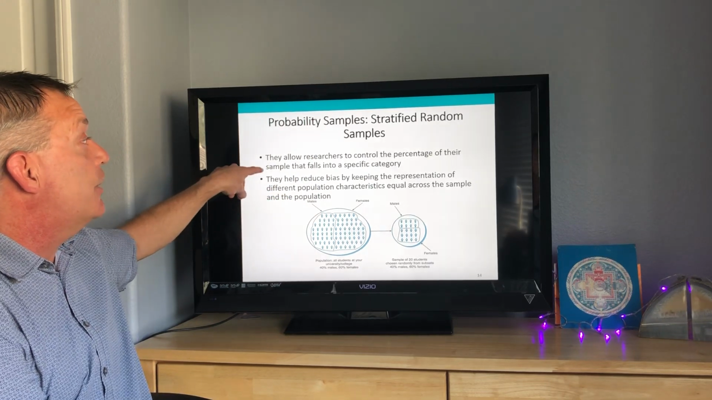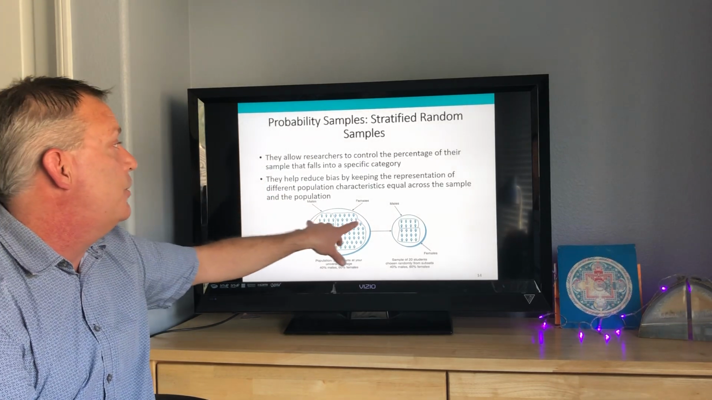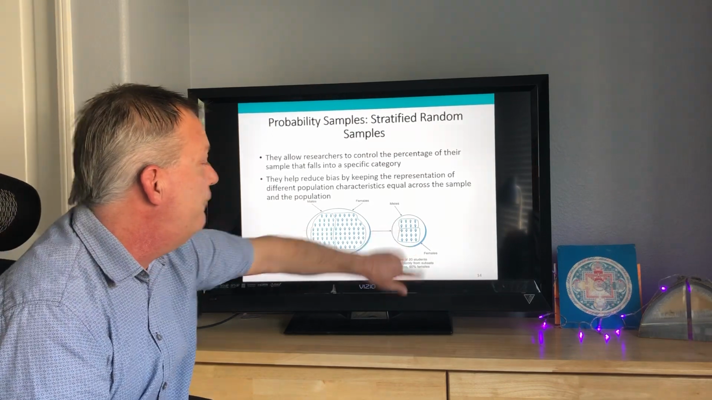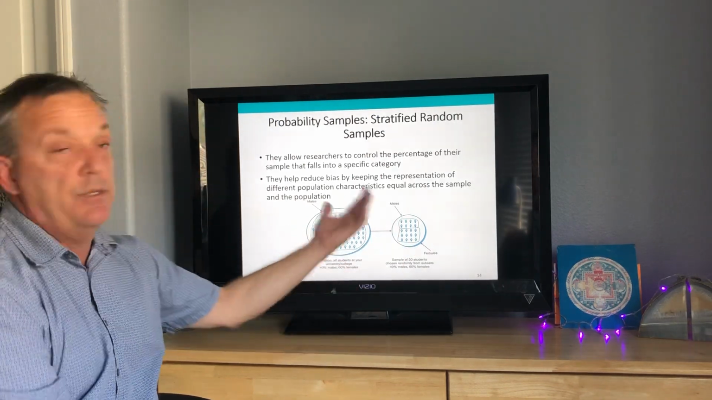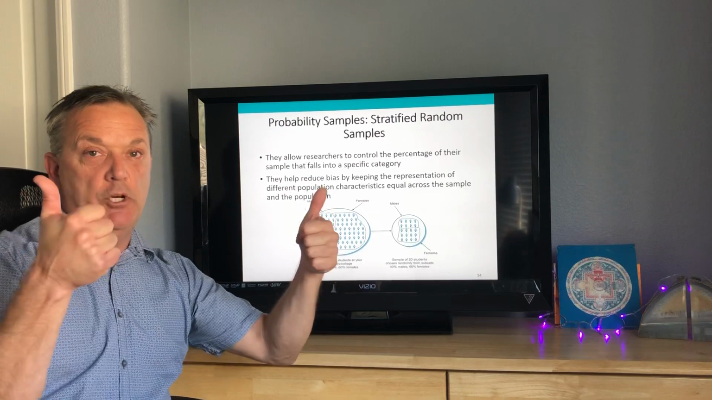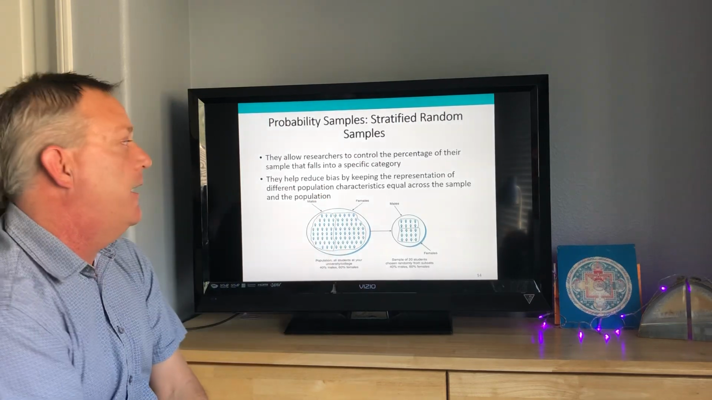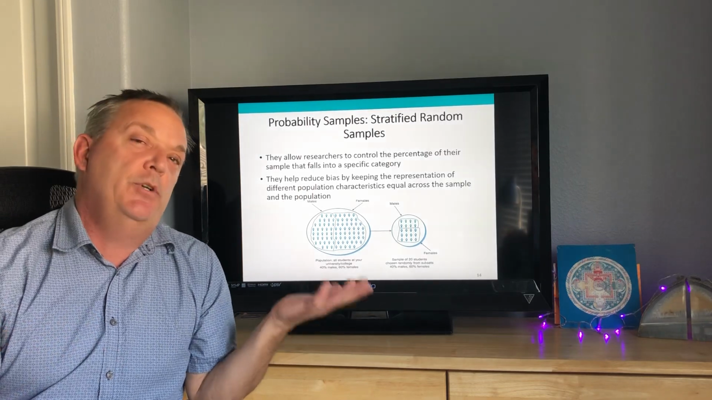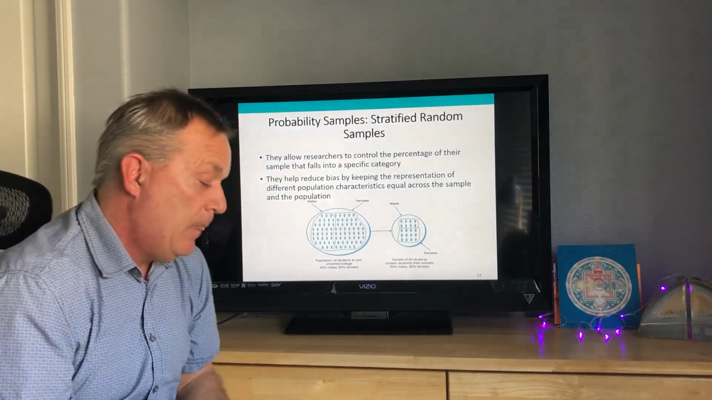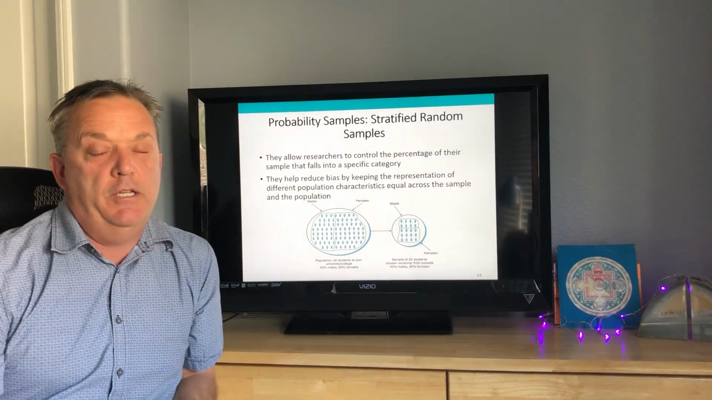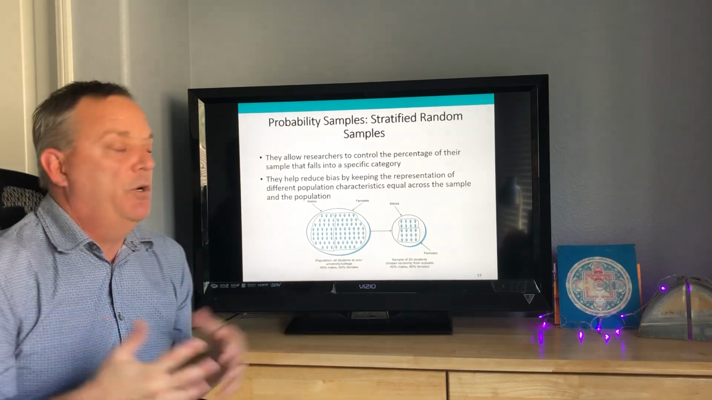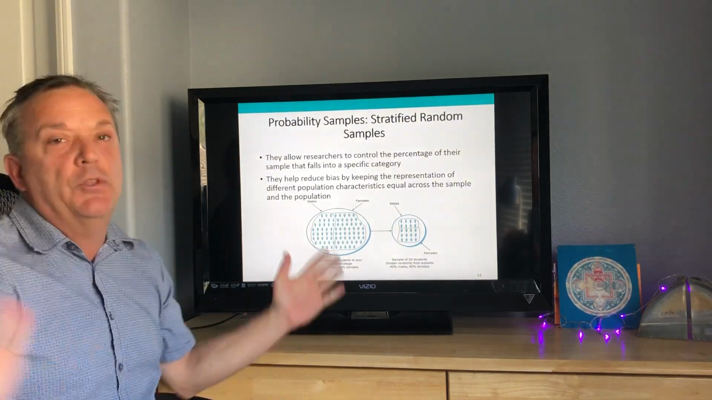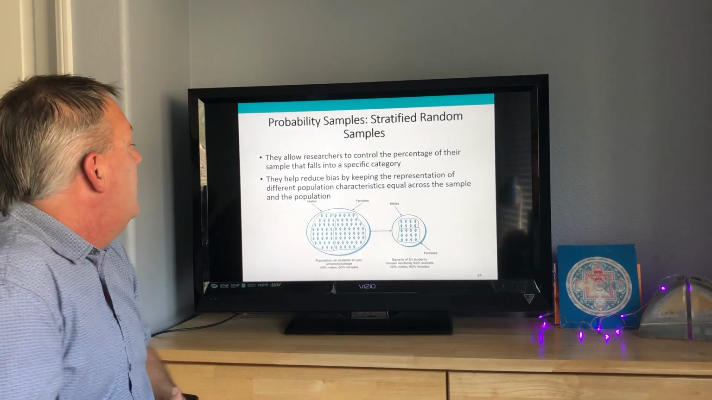They allow researchers to control the percentage of their sample that falls into a specific category, like male, female here, because obviously the women are taking over college, right? And as I tell my daughter, that's because women are smarter than men, and so that's why they're graduating from college more, right? Gotta support those women, right, men?